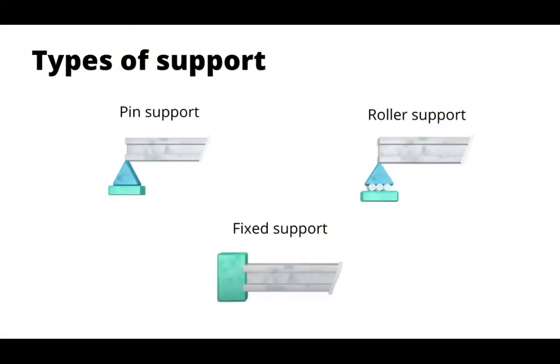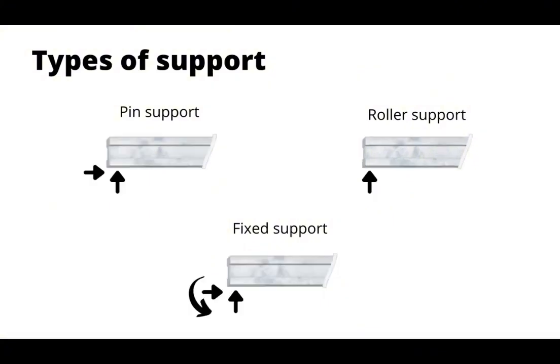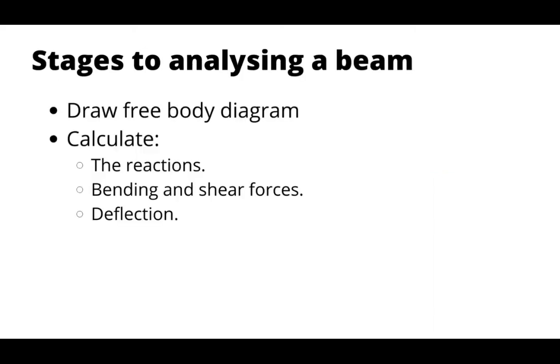There are 3 types of supports: pin supports, roller supports, and fixed supports. The difference between how these supports act is in the way in which they restrain the movement of the beam. Pin supports restrain the beam in horizontal and vertical directions, whereas roller supports only provide support in one direction. Fixed supports provide restraint in the horizontal and vertical directions, and also provide restraint to bending moments.